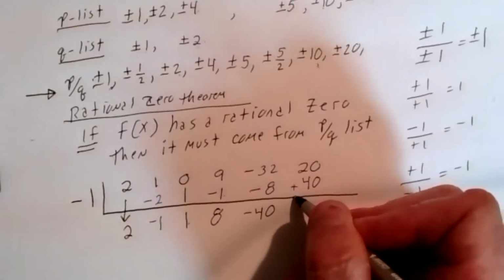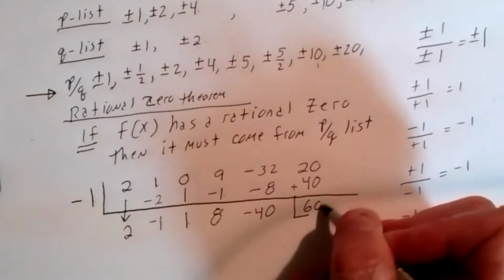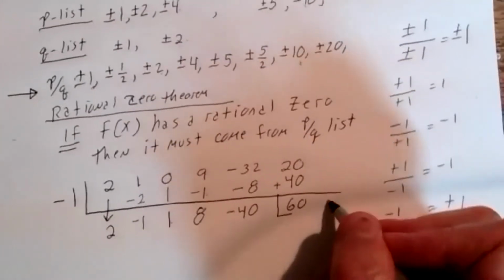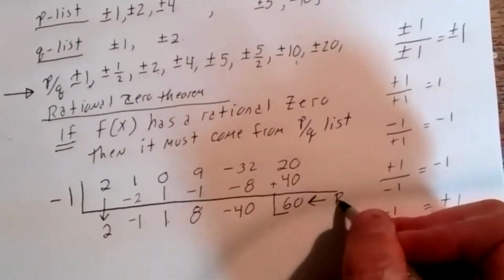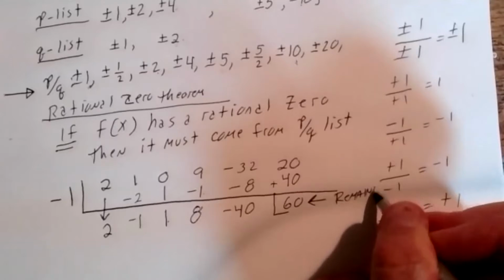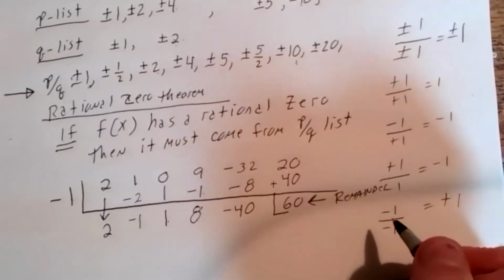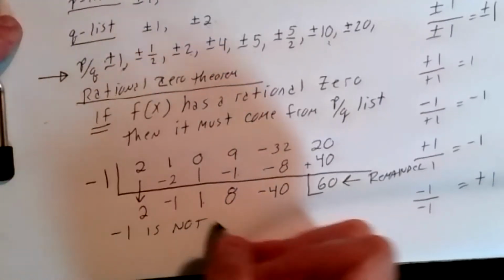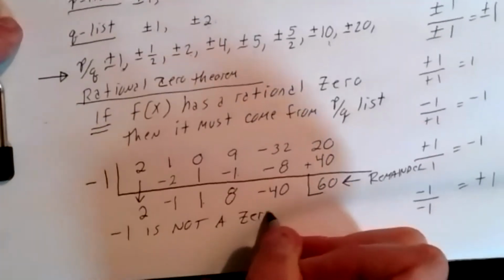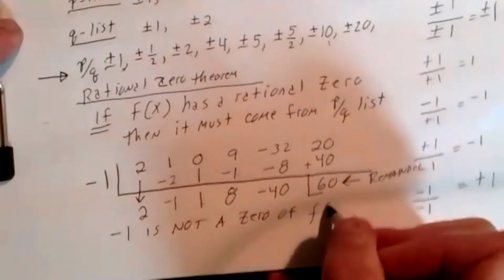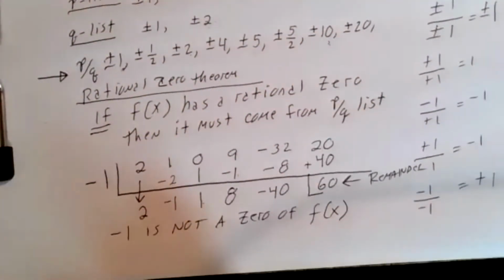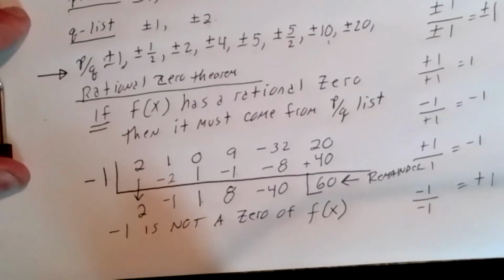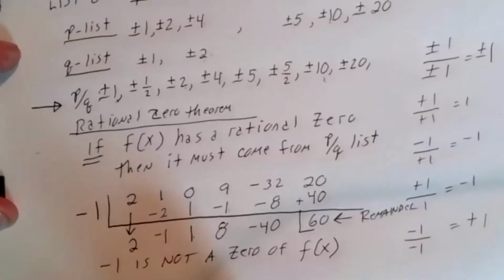Add. Ladies and gentlemen, do I get a 0 remainder? Nope. Notice my remainder is not 0. Because my remainder is not 0, -1 is not a 0 of my polynomial function f of x. It's not a 0 because we did not get a 0 remainder. What other one do you think I should try? -1 doesn't work. It's not a 0.